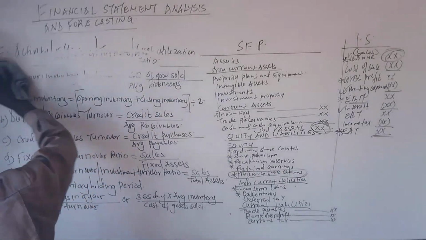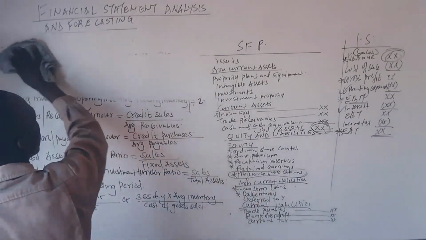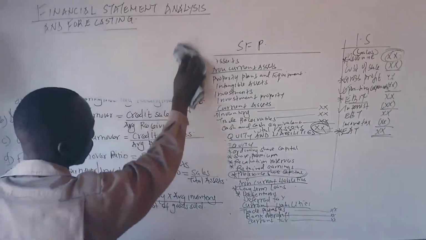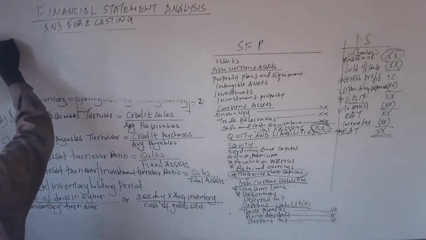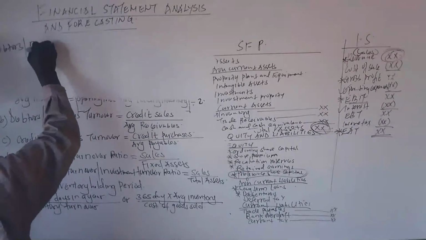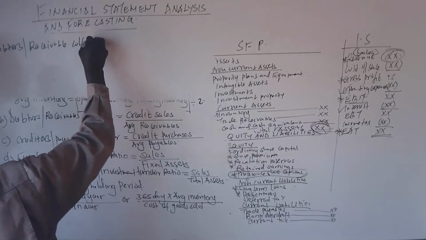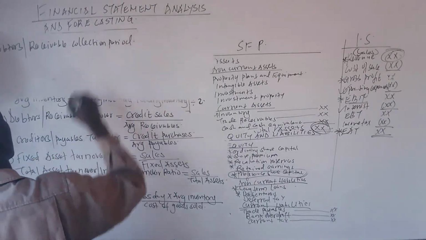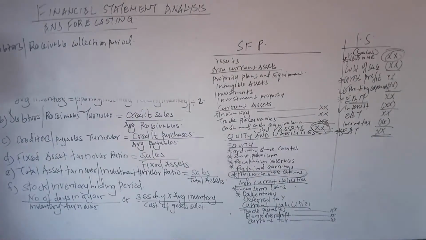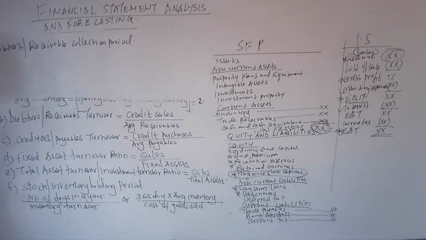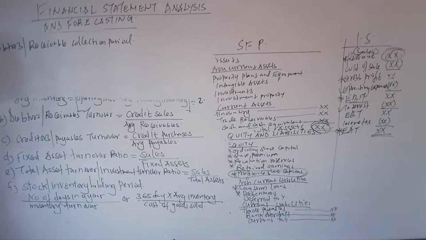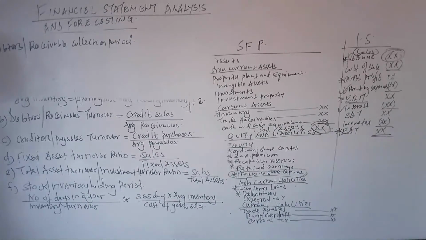Then we go to number 7, debtors or receivables collection period. It indicates the length of time it takes the customer to settle their account.